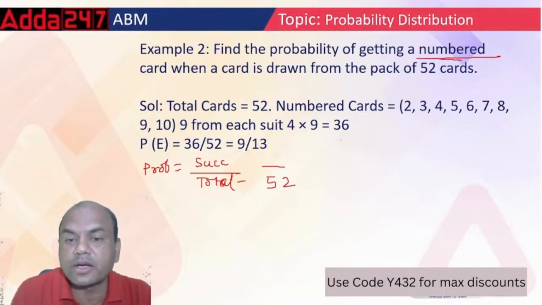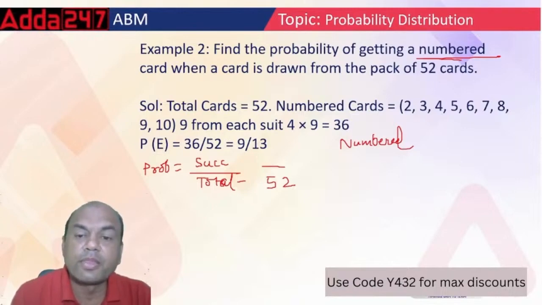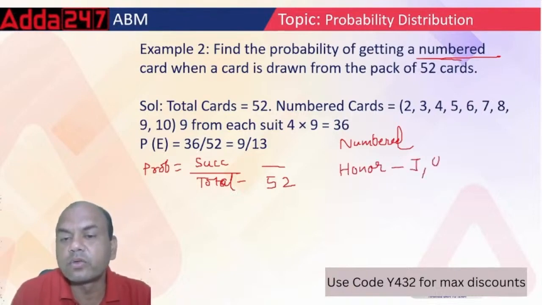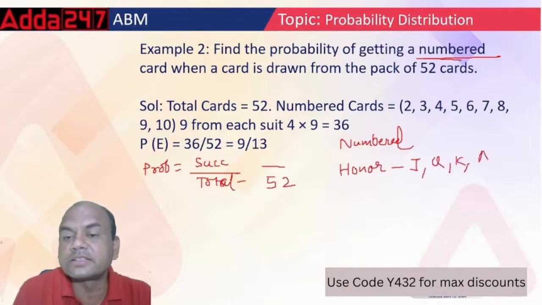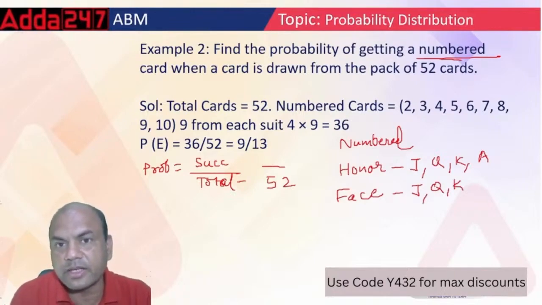Remember, there are 3 types of cards. One is numbered. Second one, anyone knows? Face card is there, but this is not the answer. Honor card is the answer. Honor card means jack, queen, king, and ace. And the last one is face card. Face cards are 3: only jack, queen, and king. Ace is not a face card. Does it have a face?